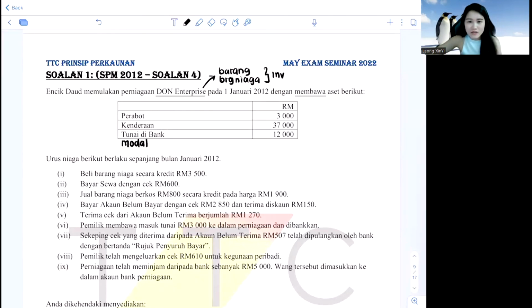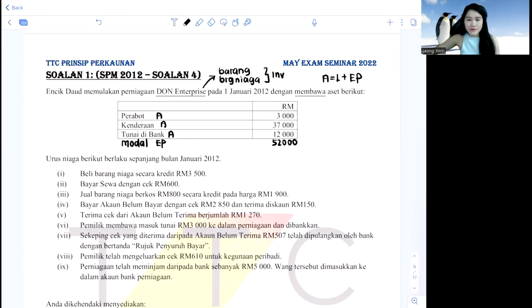Modal. So how can we find out the modal? Put out the formula for persamaan perakaunan first. Asset equals liability plus equity pemilik. And they already told you all these are assets, isn't it? You don't even need to guess it. So if they are all assets, no liability, no problem. Asset will equal your equity pemilik. So to find it, you just need to jumlahkan over here and put it down. So 3,000 plus 37,000 plus 12,000 equals 52,000. That is our modal, equity pemilik.